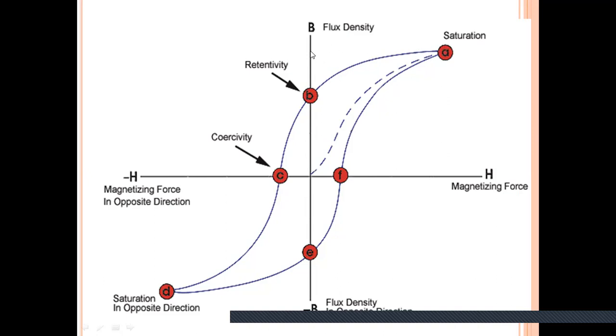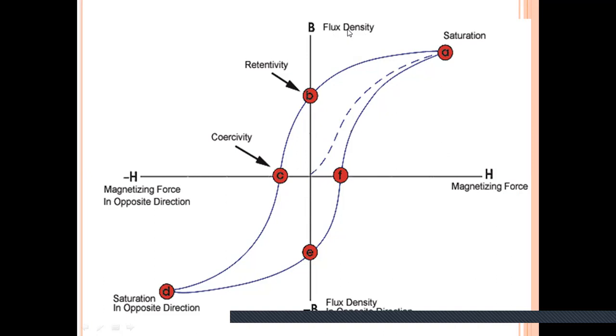From this point, this is a particular flux density at the highest magnetizing force. If we decrease the magnetizing force from the highest point to the zero value, the curve comes like this, and this is point B. You can see that at point B the magnetizing force is zero, but the flux density B always remains inside the ferromagnetic material. This is the B from 0 to B. This value remains when we decrease the flux density.